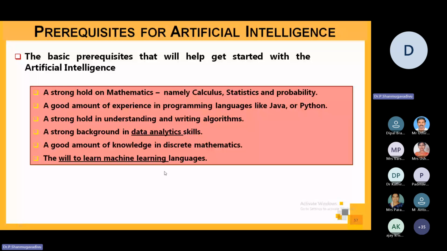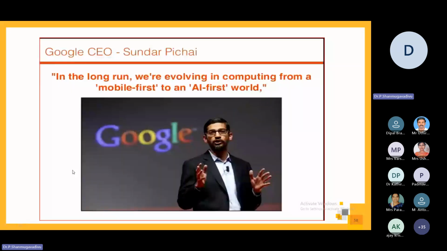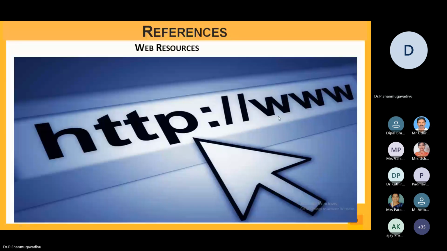So Google CEO Sundar Pichai says, in the long run, we are evolving in computing from a mobile first to an AI first world. That is what we are looking ahead, looking for. So I've collected all the details from web resources. I'll be happy to answer any queries related to this.